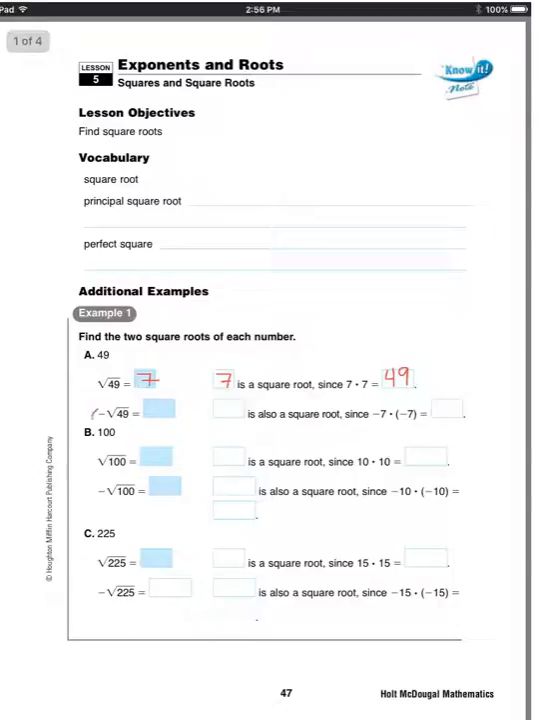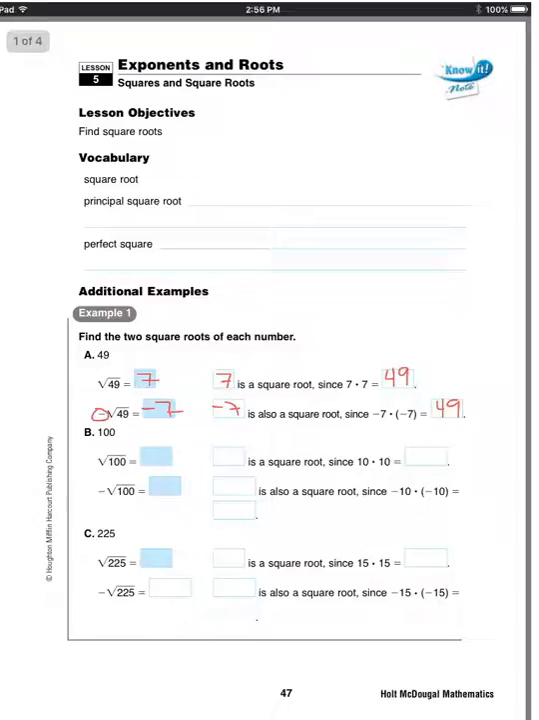And then they put the negative outside the square root. It's very important that the negative goes outside the square root and not underneath. Never put the negative underneath the square root. So we bring that negative over, and then again the square root of 49 is 7. Negative 7 is also a square root, since negative 7 times negative 7 equals 49.